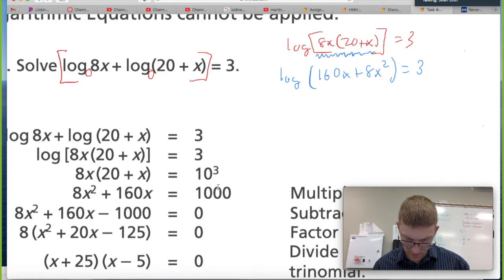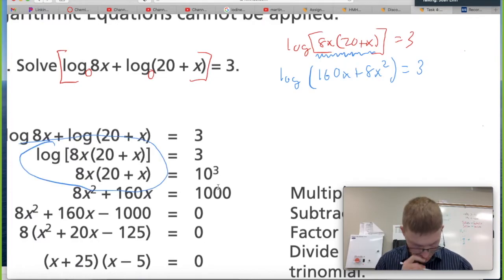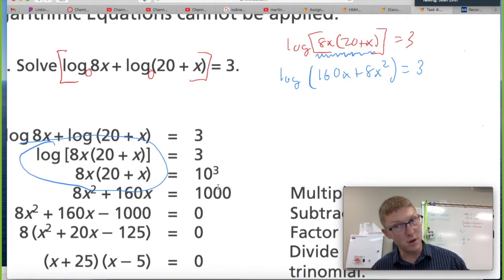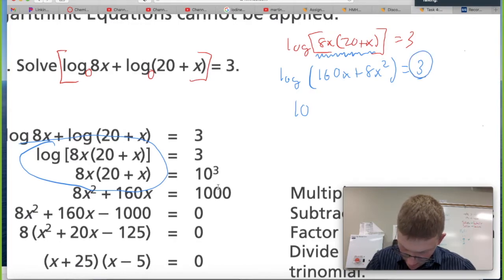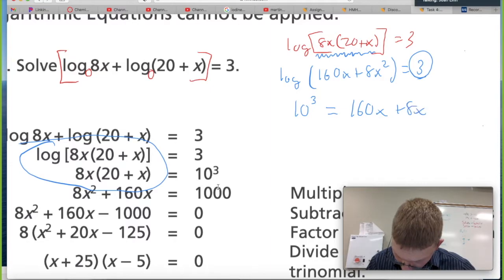Actually, what they did is kind of clever. I like it. I was looking right here and wondering, what did they do? Oh, it's the definition of log, right? So log base 10, and then we put the 3 right there, is equal to 160x plus 8x squared.